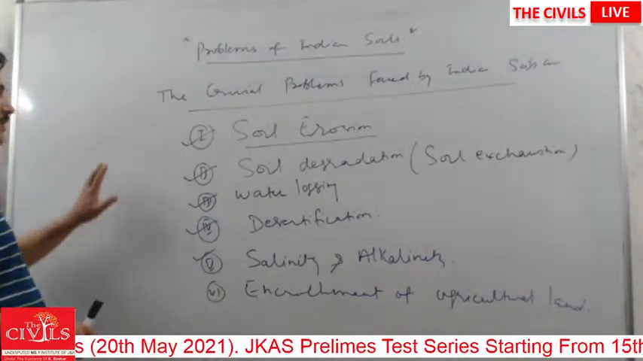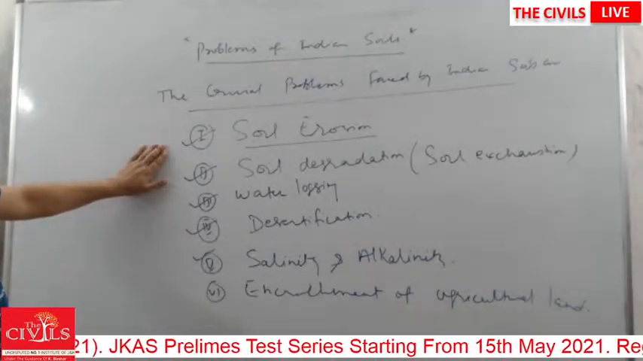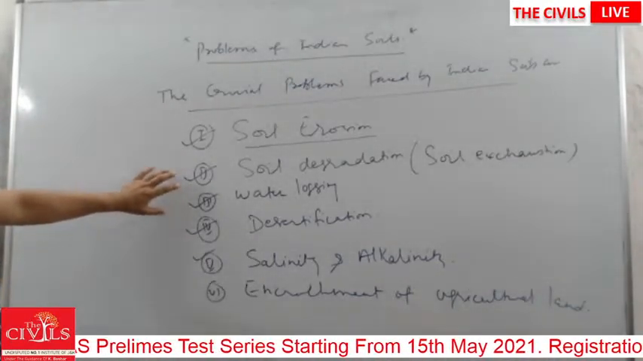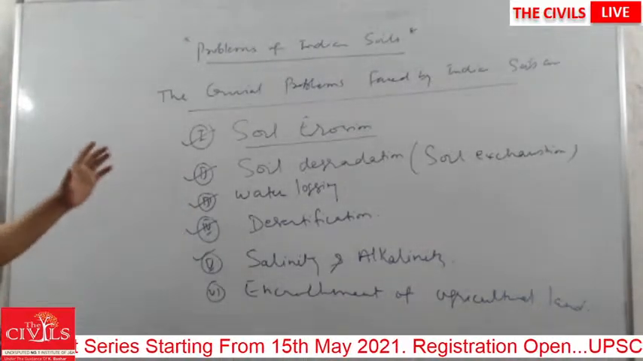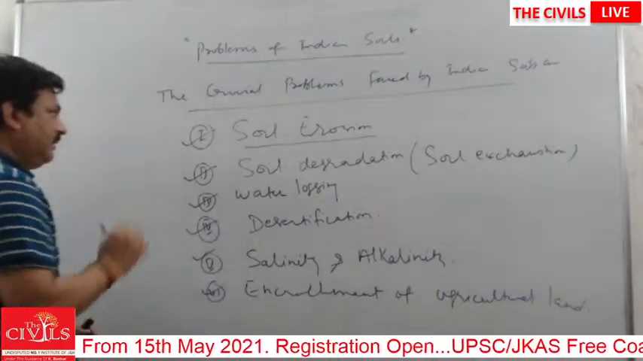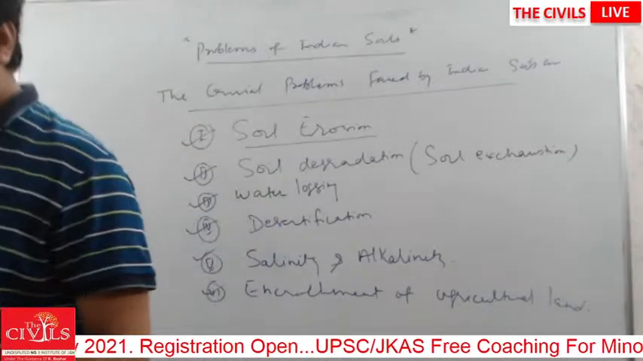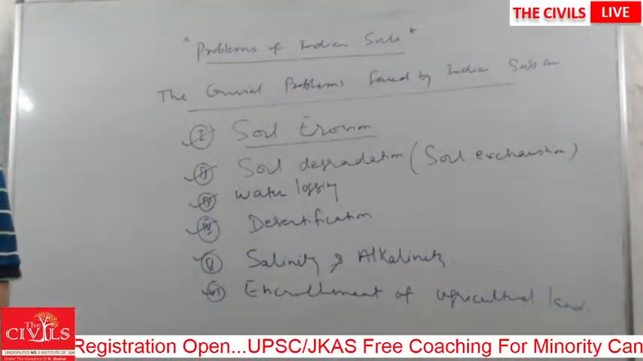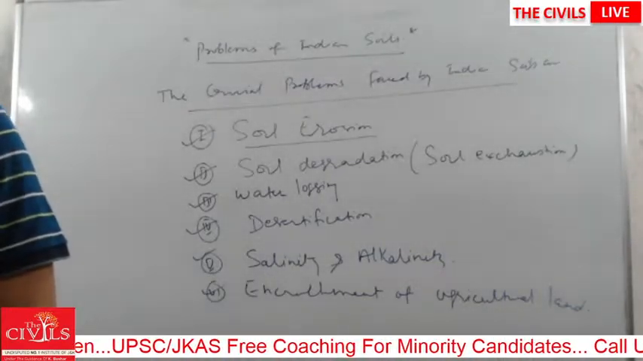Now, first of all, I'm going to discuss soil erosion and its types. It is very important. Desertification, salinity and alkalinity, encroachment of agricultural land: these all are the problems faced by Indian soil. I'm going to discuss them one by one. Today will be the last class on soil. The first is soil erosion.